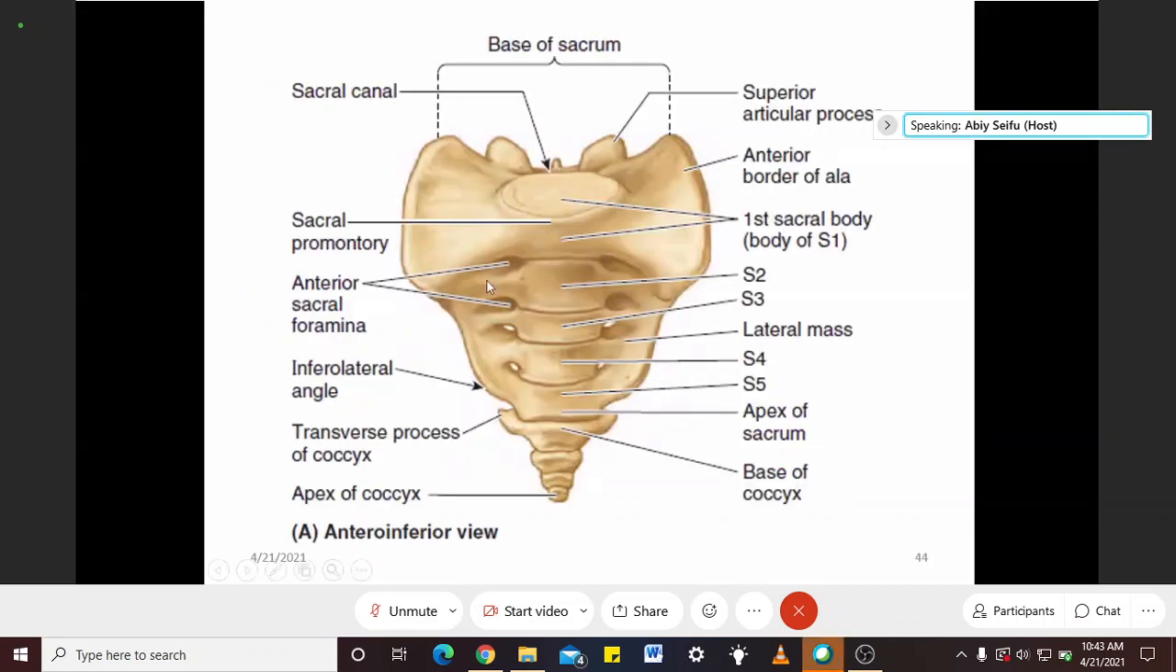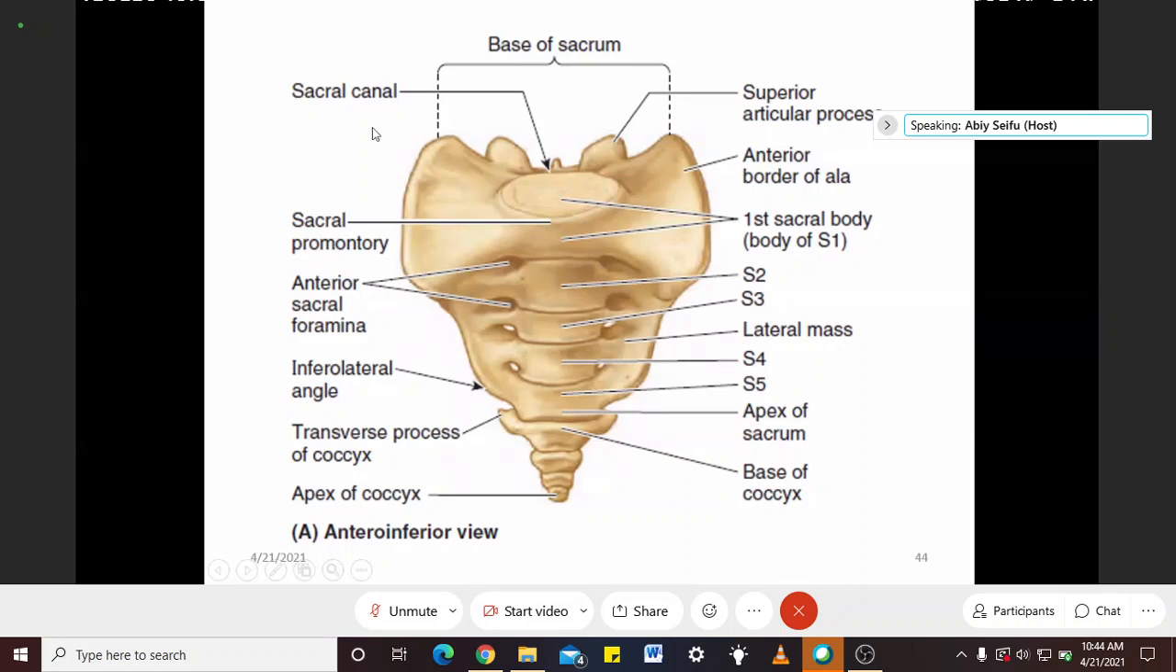You see, those are the four anterior foramina that are used for the passage of the anterior rami of spinal nerve. And posteriorly, there are posterior sacral foramina. Then here on its superior view, there is a sacral canal. This sacral canal superiorly continues as the vertebral canal.